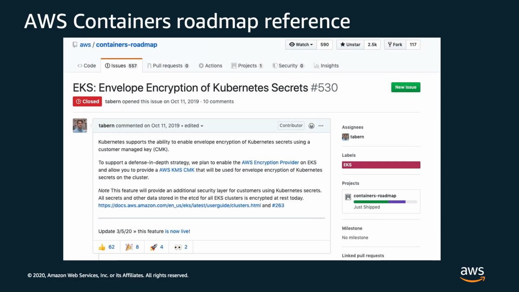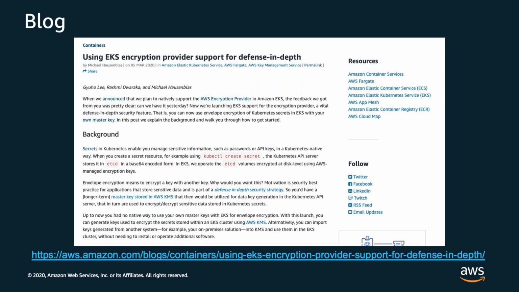In particular, we'll be talking about this issue, which is on the screen, from the AWS Containers Roadmap, which was closed in early March 2020, when we launched Envelope Encryption of Kubernetes Secrets in Amazon EKS. To accompany this feature, our engineers, Gyho Lee and Rashmi Dwarka, and my colleague Michael Hausenblas wrote an excellent blog post to introduce and explain the value of this feature.